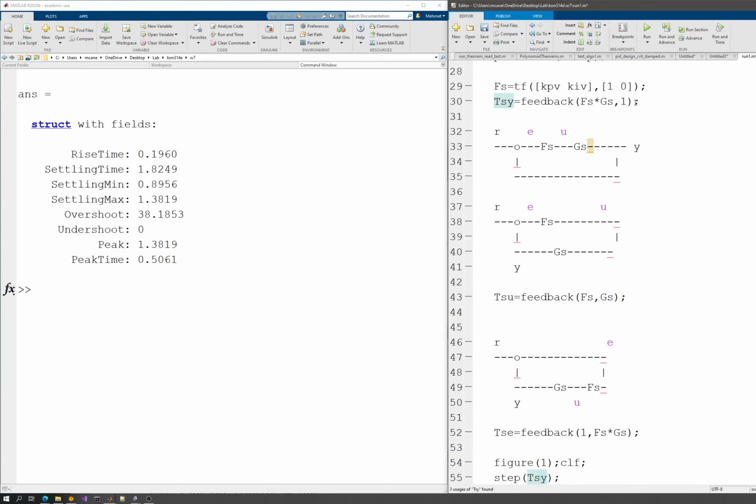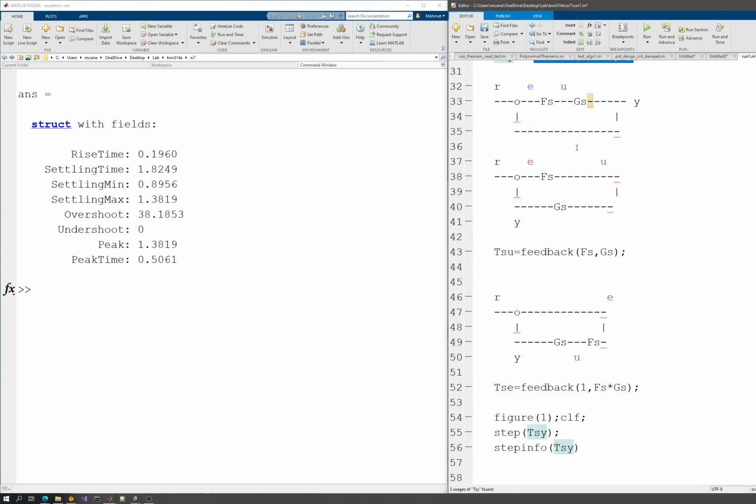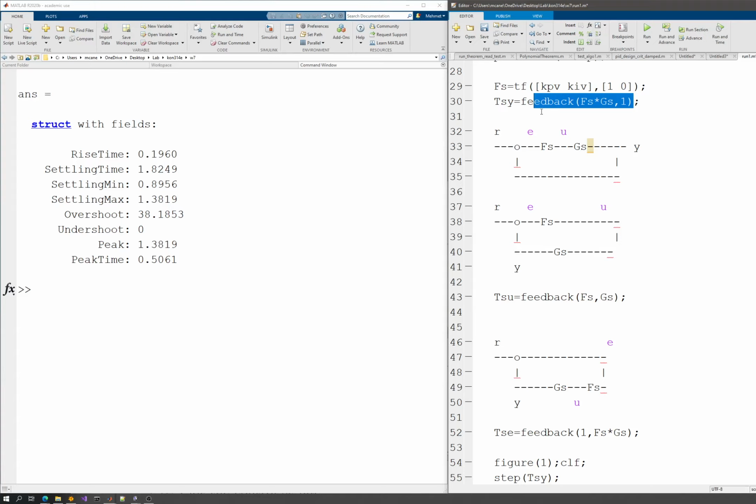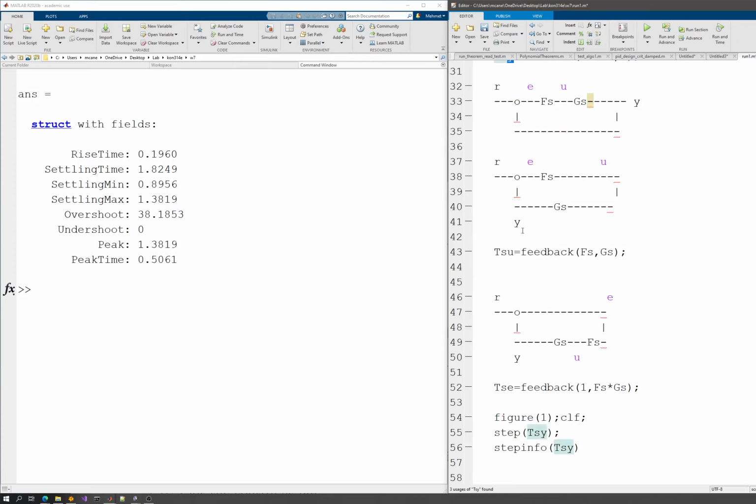This is relating to the output. This gives me the output. If I'm applying a step to this, I will give a reference of step and I will look for the output Y. If I'm applying a step to this, I will apply a step as a reference and I will see what the control effort is.